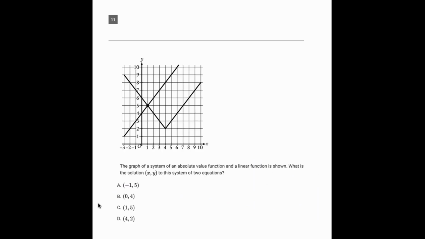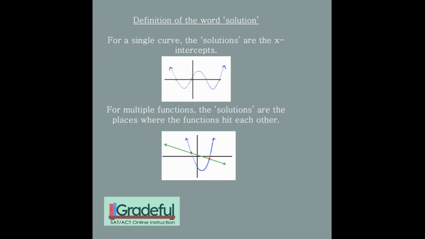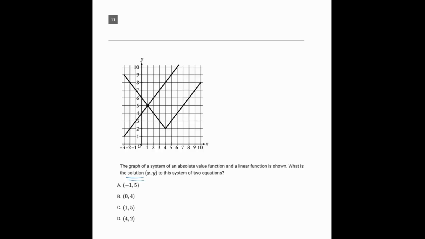Now going to question number 11, let's just quickly talk about the definition of a solution, which is surprisingly complicated. For a single curve, a solution is the place where it hits the x-axis. So here the solutions are the x-intercepts. For multiple functions, the solutions would be the places where those functions hit each other, not the x-axis. So the same thing has two different meanings in two primary situations. So here we have the multiple functions, and where are they hitting each other? They're hitting each other when x is 1 and y is 5, which is answer choice C here.